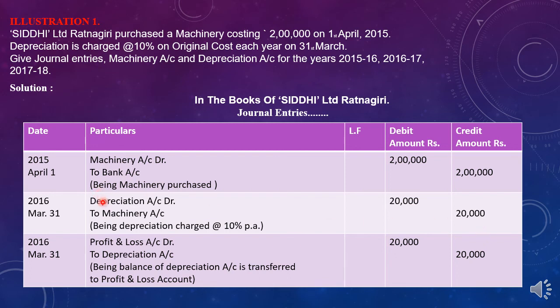Again this depreciation will be transferred to which account? Profit and loss account. So again the date will be the same, March 31st 2016. Profit and loss account debit to depreciation account, amount will be the same. Narration will be being balance of depreciation account is transferred to profit and loss account.